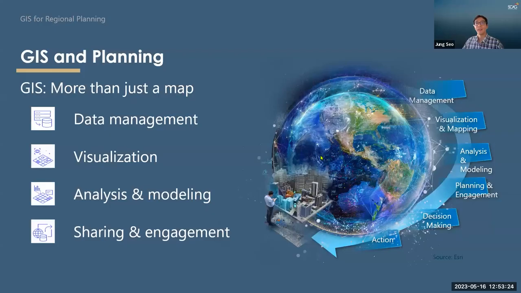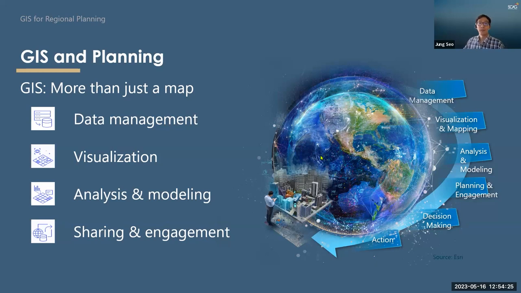Now, GIS for regional planning. GIS, geographic information system, is now widely used in the planning field, and many planners these days are quite familiar with terms like location intelligence, which is facilitated by the use of GIS tools and techniques to derive meaningful insight from geospatial data to solve problems in our world. But GIS is not just a map, it is more than just mapping. Mapping is, of course, an important component in GIS, but GIS is so much more than that. GIS platforms have various capabilities that can be applied to planning, such as data management, visualization, analysis, modeling, and data sharing and engagement tool development.